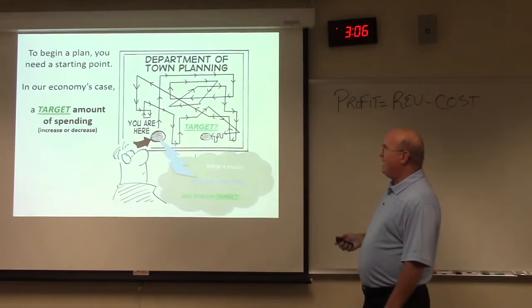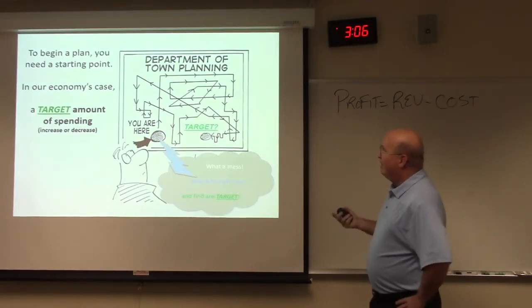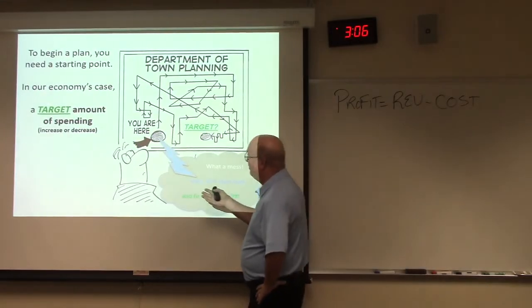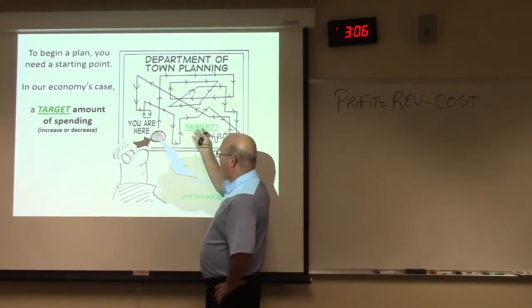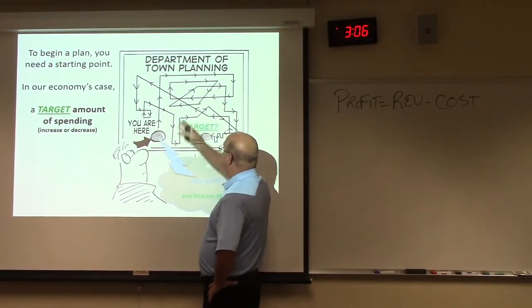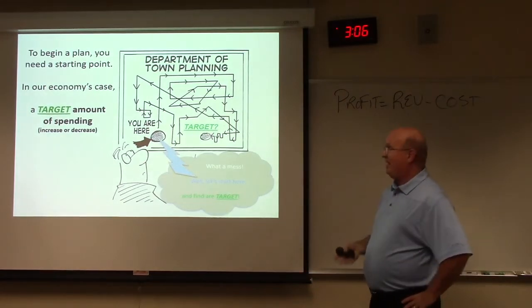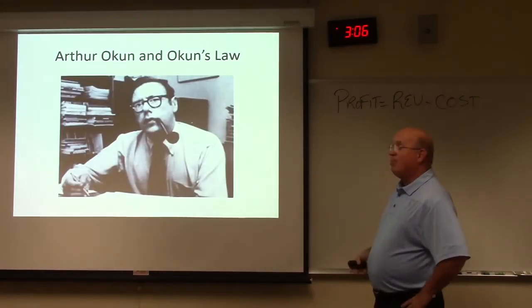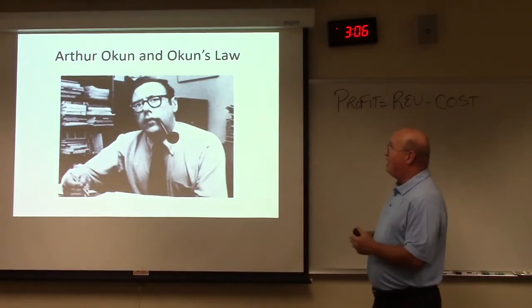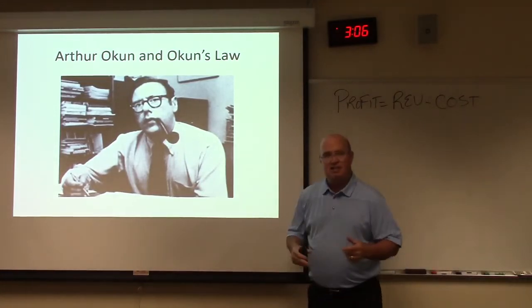These are our policymakers. Now, here's part of the problem. We know we want to be here, but we're here. How do we get there? Right? How do we find the target? It can be a real mess. This is where a guy by the name of Arthur Okun came up with this concept of Okun's Law.